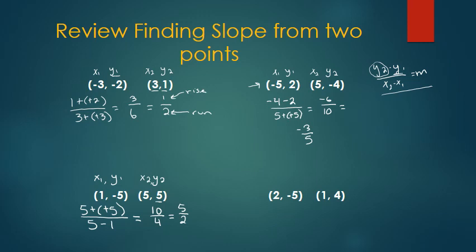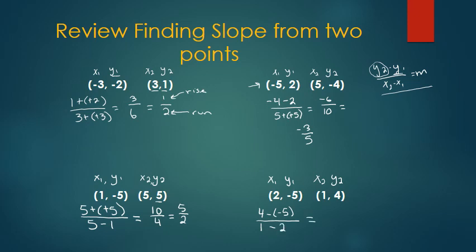All right, go ahead and try the (2, -5), as well as the (1, 4), and calculate the slope. So pause the video and try it, and I will take you through it. All right, the first thing I'm going to do is label my coordinates. So I have x1, y1, x2, y2, and my y2, which is 4, minus my y1, which is negative 5, all over my x2, which is 1, minus 2, which is my x1.